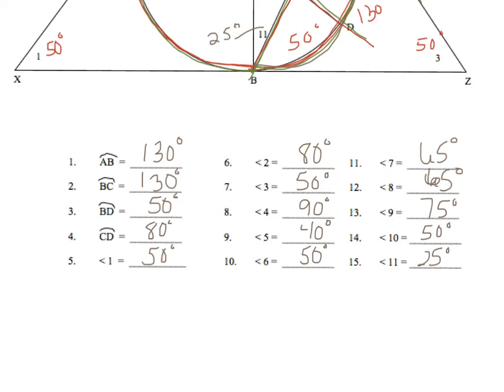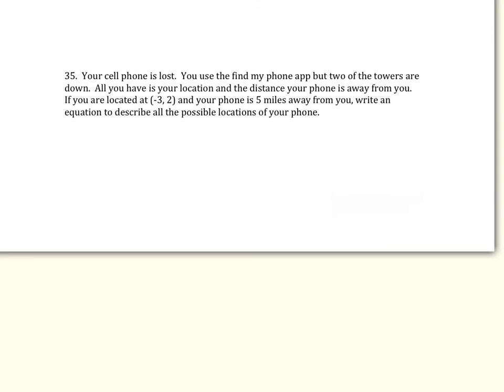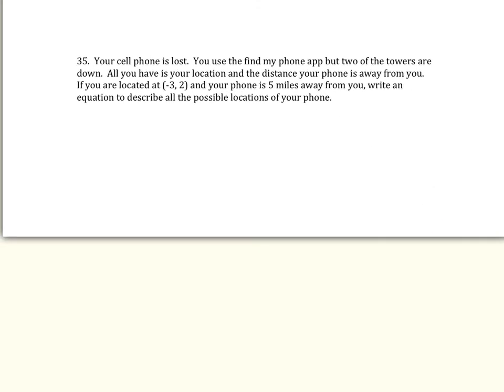All right, we have the second homework problem, and that was the one on the next page here. Problem number 35. All right, so hopefully you were able to figure out that this is a circle, and it is centered at the point (-3, 2), and then your cell phone is 5 miles away from you. So in other words, your cell phone is on the circle with a radius of 5 that has a center of (-3, 2).